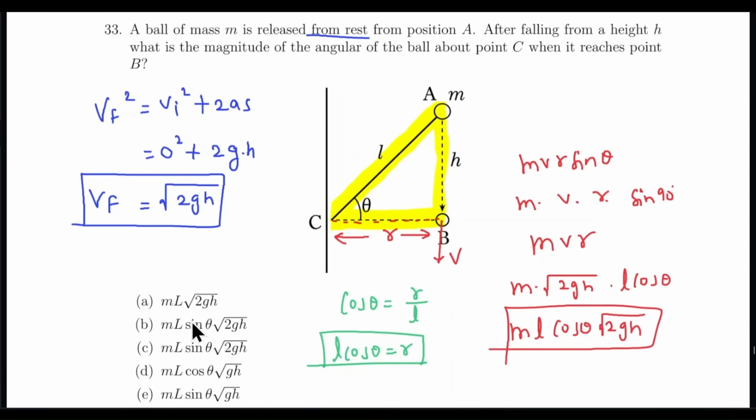Sorry guys, there is a typo in the question because if you notice, B and C are the same. This one is cosine theta, so it should be option B. So m L cos theta times root 2gh.